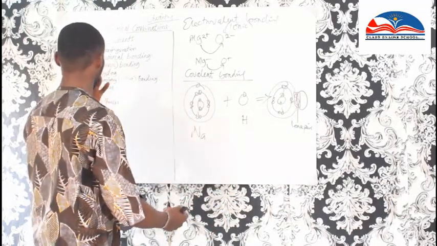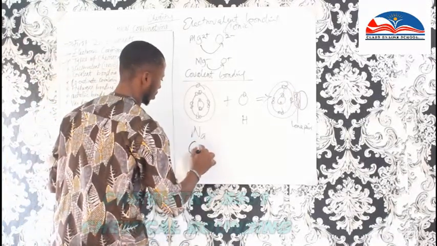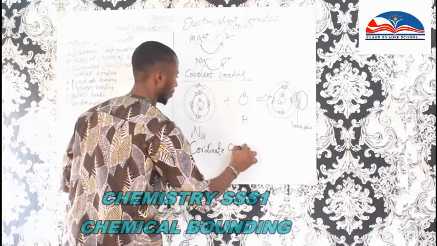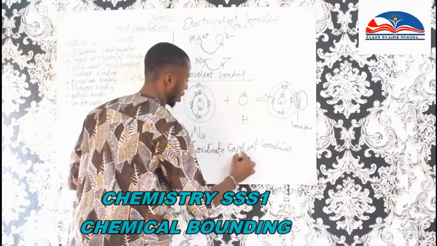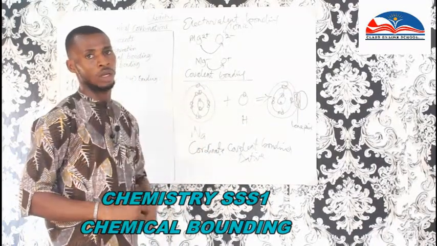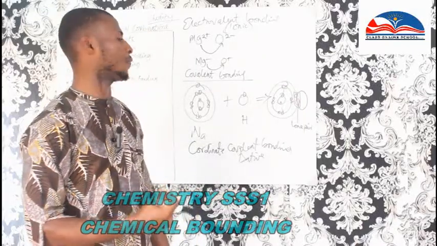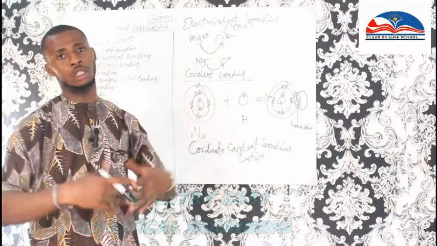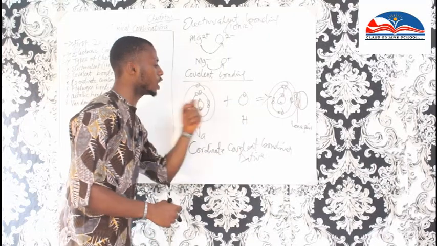So the next bond we will talk about is coordinate covalent bonding. This is in other words known as dative bonding. This bonding is more like covalent bonding, but there is a difference. If you look at it physically, you will say it's just the same thing, but there is a difference in this bonding.